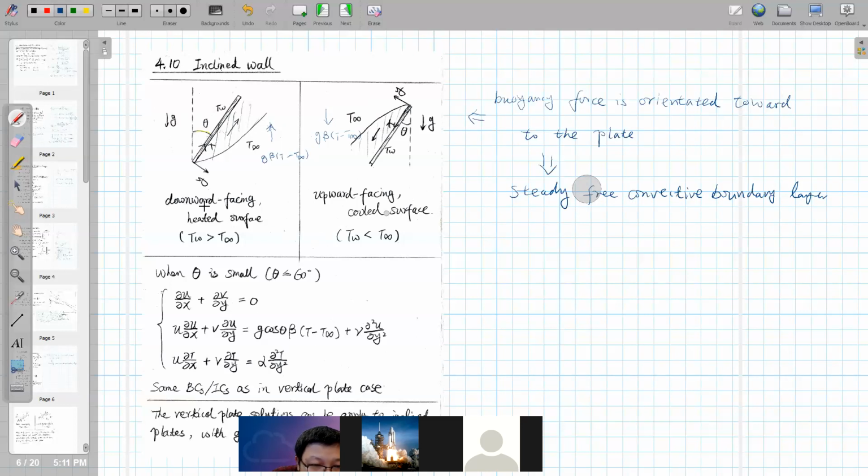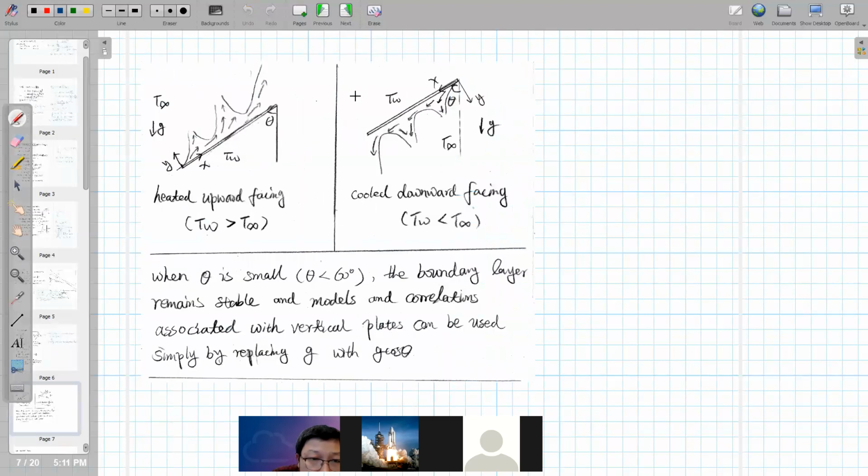But if we have this downward facing cooled, or we have this upward facing heated, what will happen? That will be the next page. Let me show you. In these cases, you have the heated upward facing, meaning that your wall temperature is larger than your free stream. Because your wall is heated, you try to give the buoyancy force on the top, because the fluid will try to move up. So this will be g beta (T - T∞).